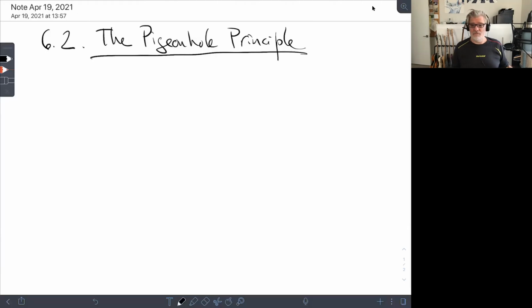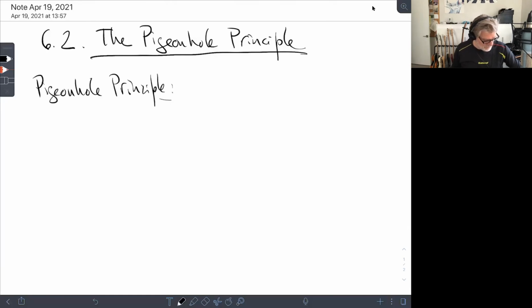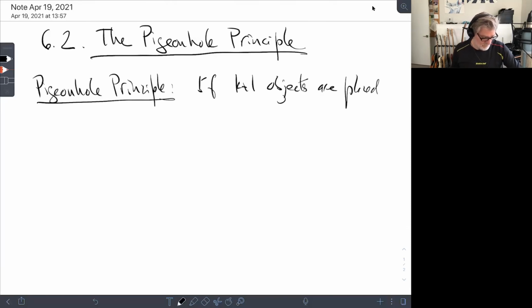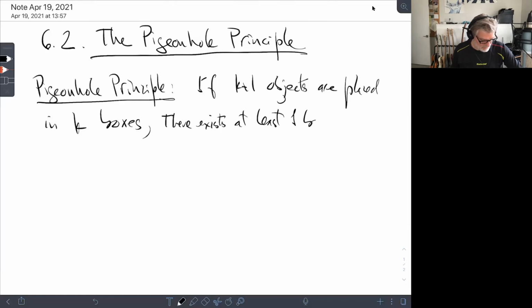So here is the basic version of the pigeonhole principle, which I'm sure you will believe. It is this. If you have k plus 1 objects and you place them in k boxes, then I guess you can guess that there is a box which will contain at least 2 objects. So there exists at least one box containing 2 or more objects.